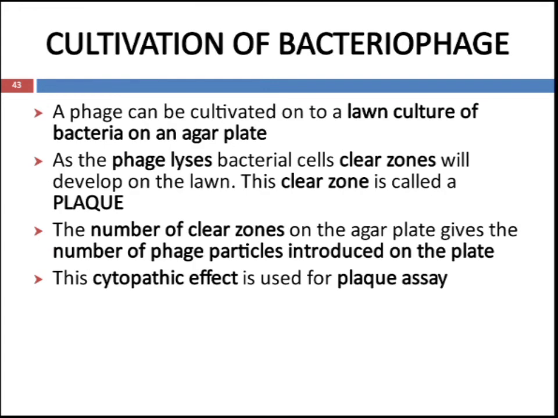Now we can discuss the cultivation of bacteriophage. The phage can be cultivated on lawn culture of bacteria which are grown in an agar plate. As the phage lyses the bacterial cell, it will form a clear zone. This clear zone is known as plaque. So the number of clear zones on the agar plate will give the number of phage particles introduced on the plate, and this cytopathic effect is used for plaque assay. So that is the cultivation method for bacteriophage.